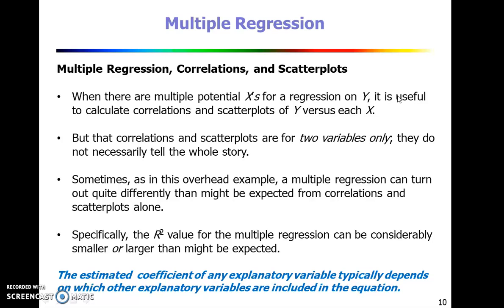Specifically, the R square value for the multiple regression can be considerably smaller or larger than might be expected. So what is the expected value? Compared with this expected value, this R square value will be either smaller or larger. The estimated coefficient of any explanatory variable typically depends on which other explanatory variables are included in the equation.